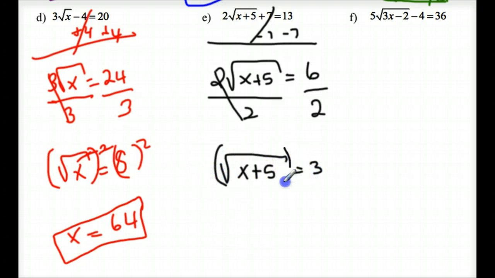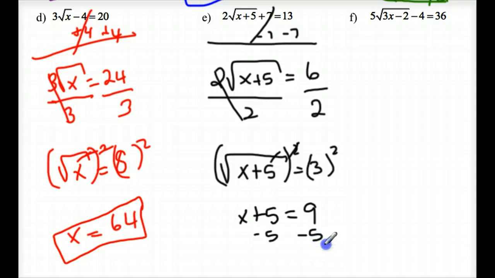Now is when I square these. Square root and square cancel. I'm left with x plus 5 is equal to 9. Minus 5 on both sides. x is equal to 4, and that's my answer.